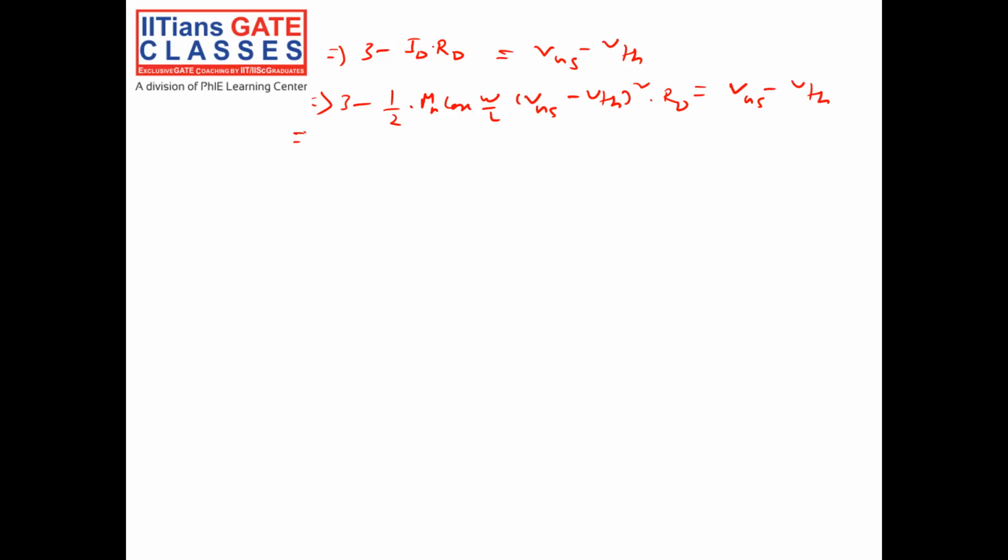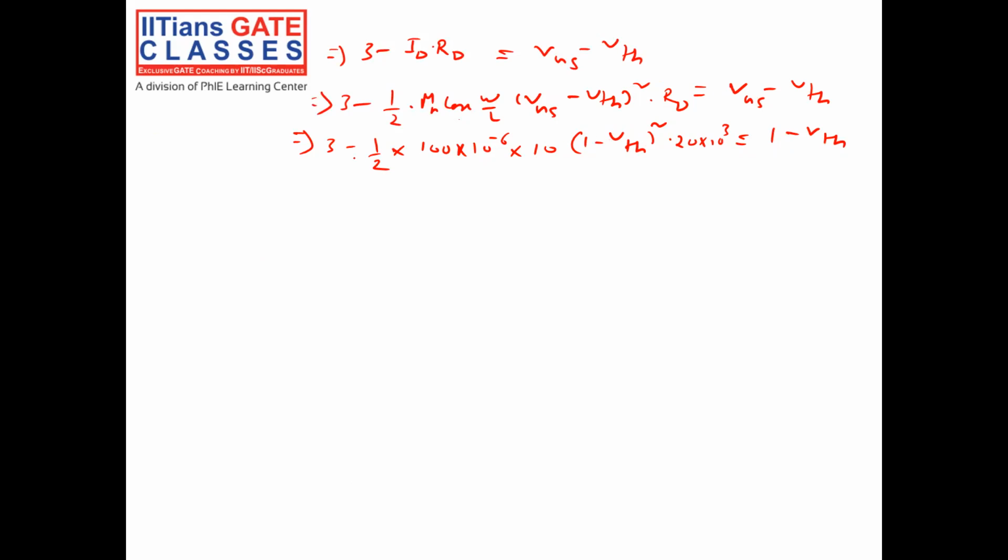So let's apply all the values, right? 3 minus half into mu1 Cox is 100 micro ampere per volt square, W by L is 10, right? VGS is 1 volt, already given. I have to find out VTH, okay, into RD. RD is 20 kilo ohm, into 20 into 10 power of 3 is equal to VGS, which is 1 volt, minus VTH. Okay, so in this equation there is only one unknown, VTH.